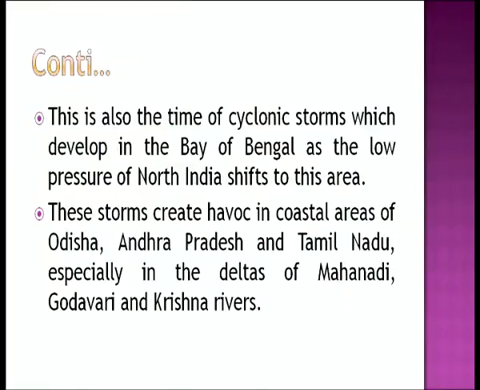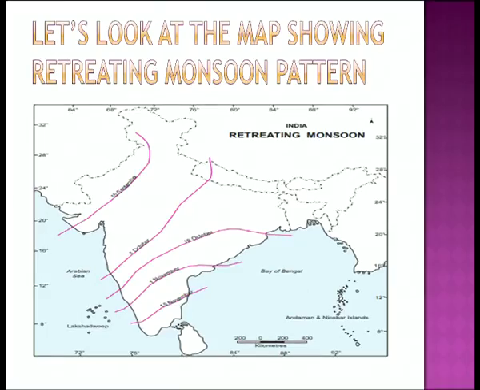This is also the time of cyclonic storms which develop in the Bay of Bengal as the low pressure of North India shifts to this area. These storms create havoc in coastal areas of Odisha, Andhra Pradesh and Tamil Nadu, especially in the deltas of Mahanadi, Godavari and Krishna rivers. Now let's look at this map showing the rotating monsoon pattern.